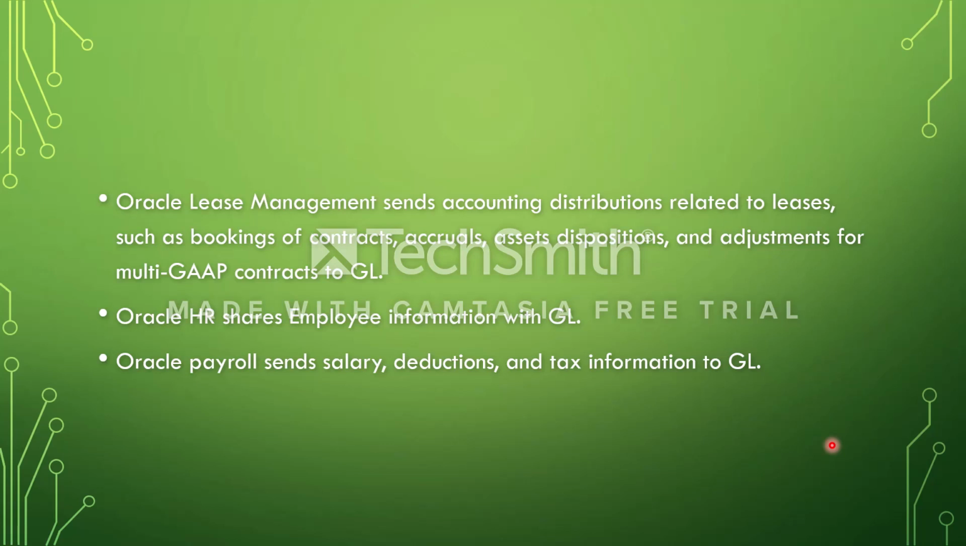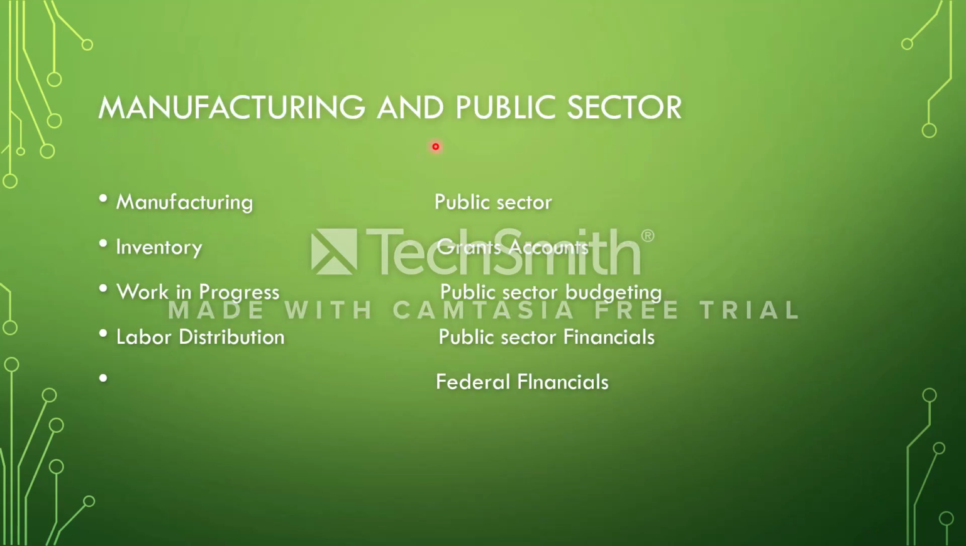This is an overall overview of how the GL is an integrated and central point for all the modules. It's a sample. For example, we have given a sample for manufacturing and public sector. Manufacturing modules: inventory, work in progress, labor distribution. Public sector: grant accounts, public sector budgeting, public sector financials, federal financials. These are all different modules; you can see mostly in Africa they are using this public sector, mostly in the government sector. These are very rarely used, and you can go and read it in the Oracle guides.